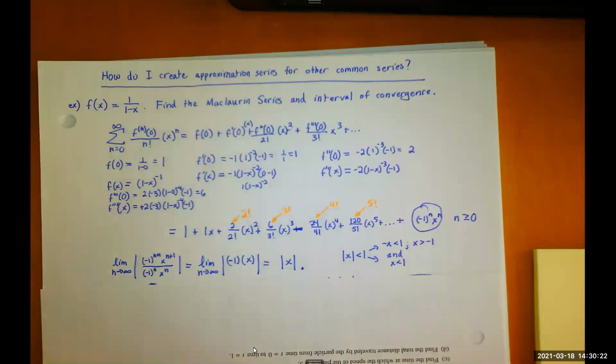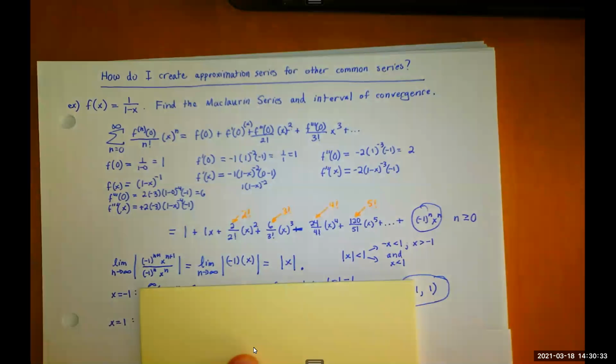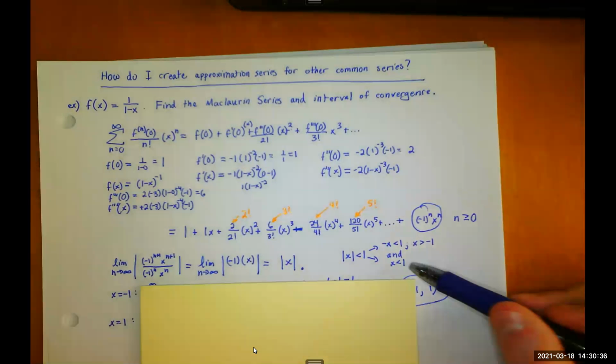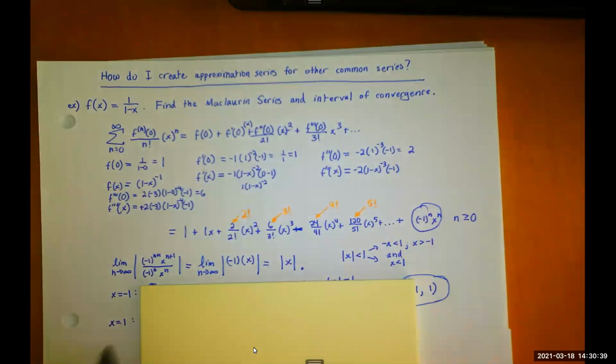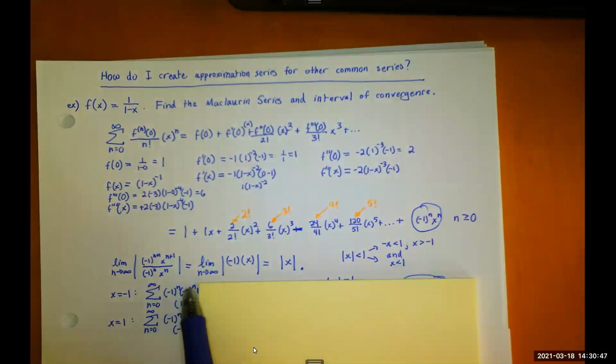So how do we do that? We take this value of x, negative 1, and that value of x, we substitute into the series. We take this value of 1, and we substitute that into the series. So what we have in the first case is negative 1 to the n, x becomes negative 1 to the n, which simplifies into positive 1 to the nth power. When x equals 1, we have negative 1 to the n times 1 to the n, which simplifies into negative 1 to the nth power.